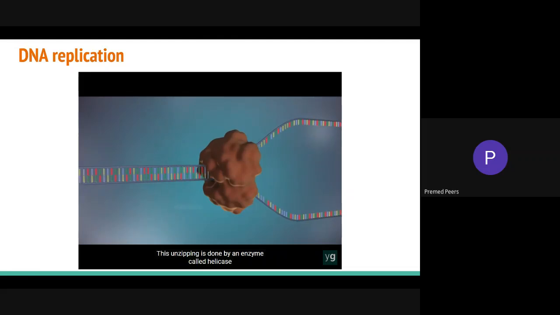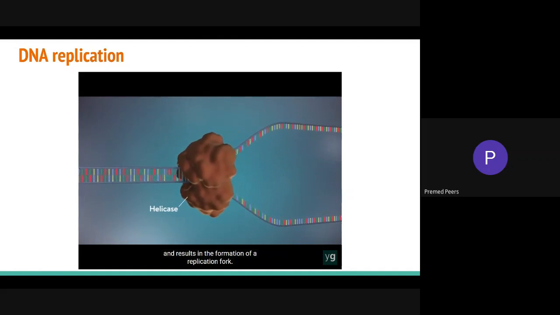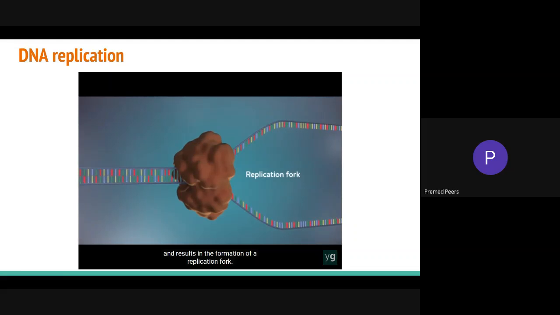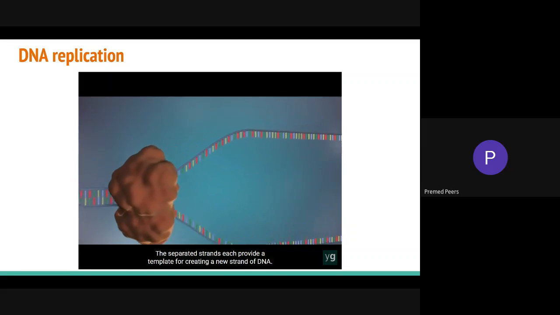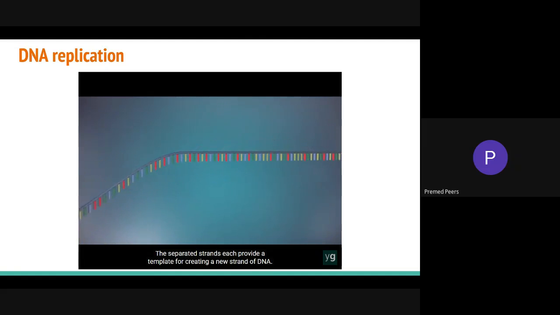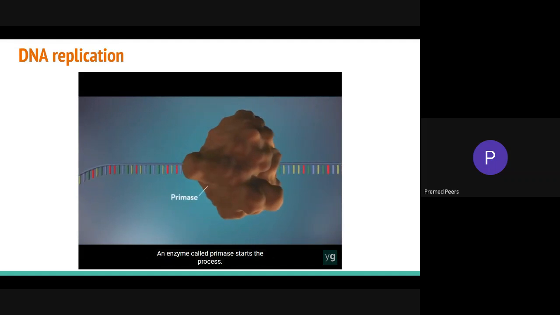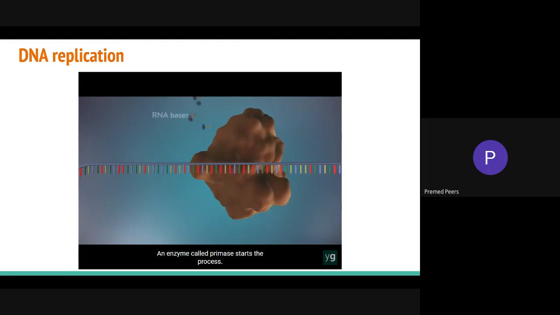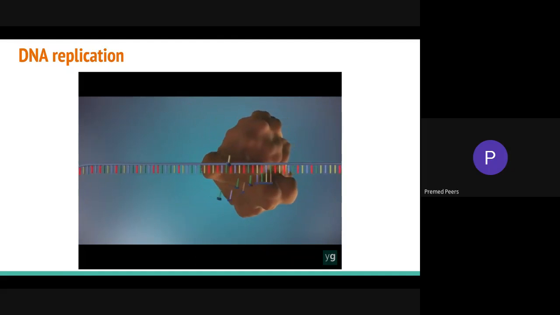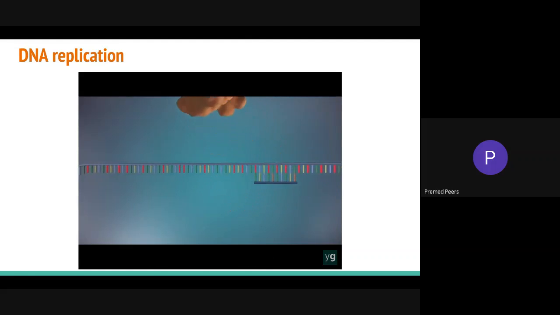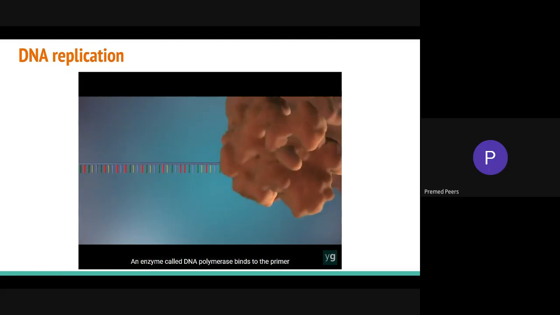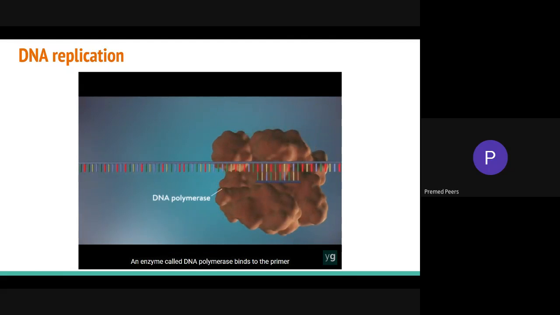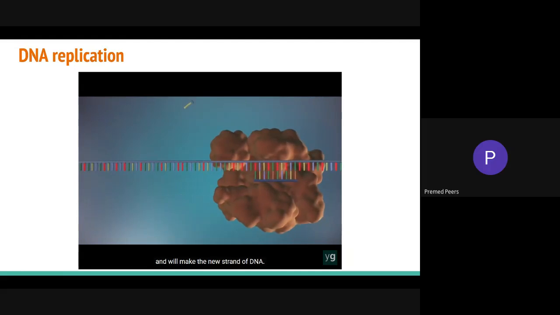is done by an enzyme called helicase and results in the formation of a replication fork. The separated strands each provide a template for creating a new strand of DNA. An enzyme called primase starts the process. This enzyme makes a small piece of RNA called a primer. This marks the starting point for the construction of the new strand of DNA. An enzyme called DNA polymerase binds to the primer and will make the new strand of DNA.